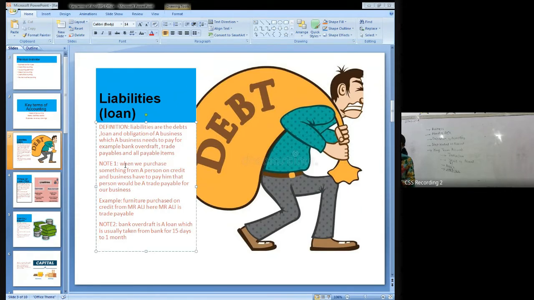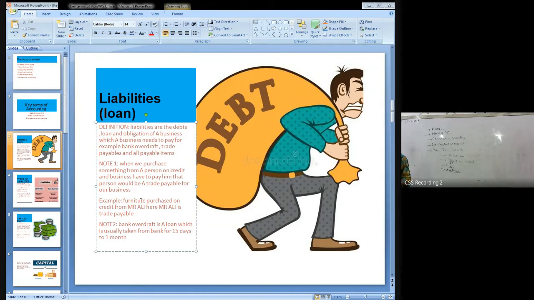Every business needs money. If we need additional money, we can borrow it from any institution or bank. So that would be regarded as liability. Here I have given examples of trade payables and bank overdraft. So what are trade payables? When we purchase something from a person on credit, it means on loan, and the business has to pay him, that person would be known as a trade payable for our business.